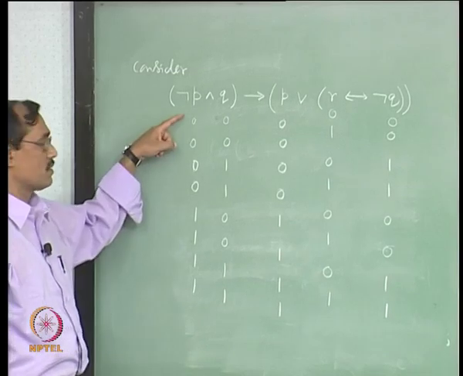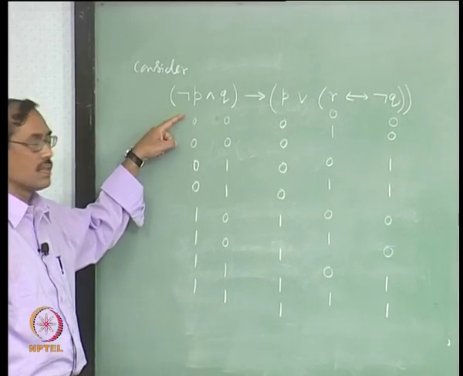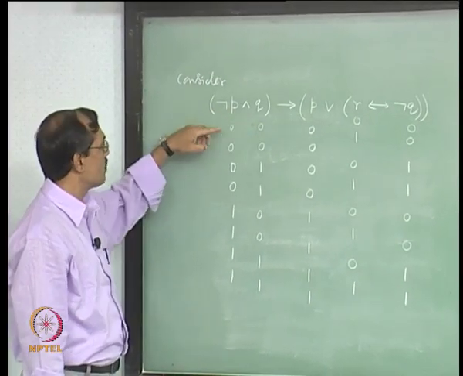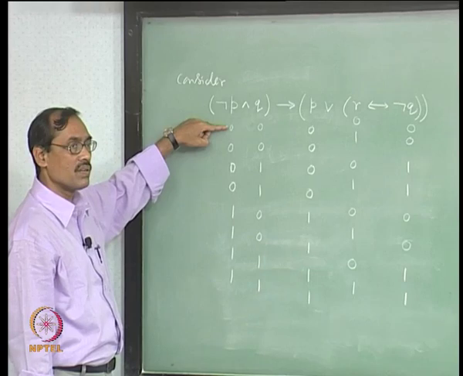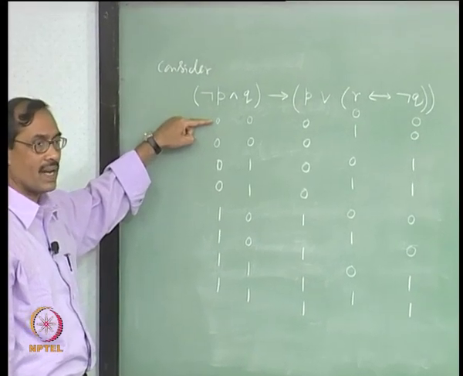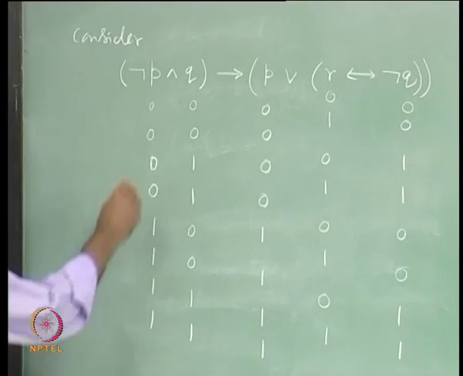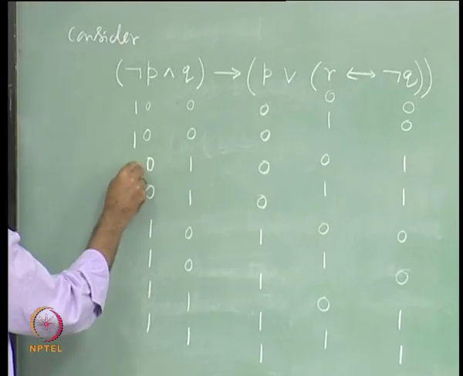Next, I want to go for evaluation of the connectives. So, now not p, this is one interpretation where p is assigned 0, so its negation will become 1. So, I will write it under this connective. That is how it will go.